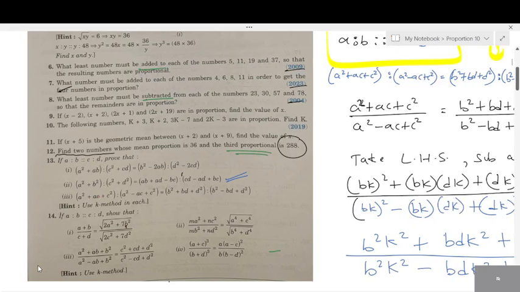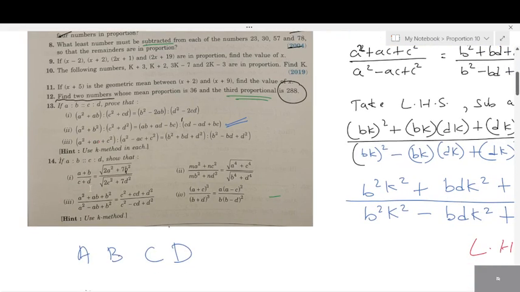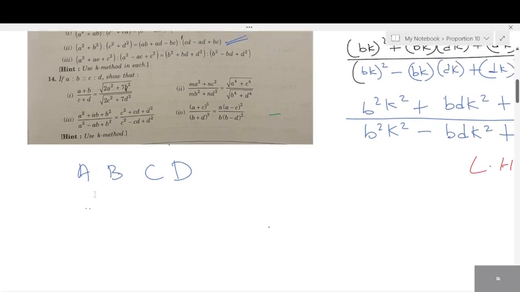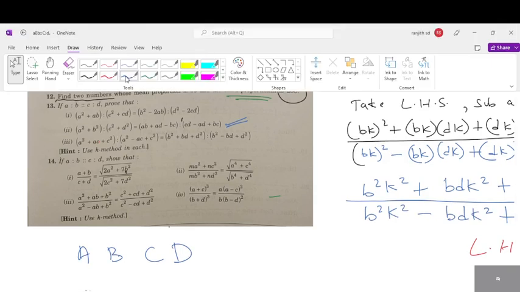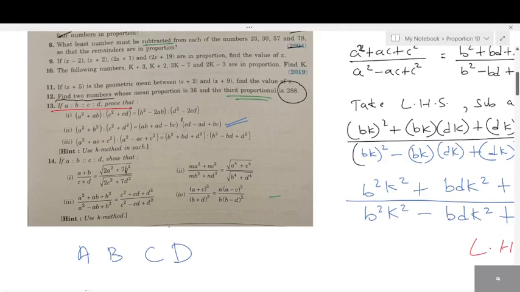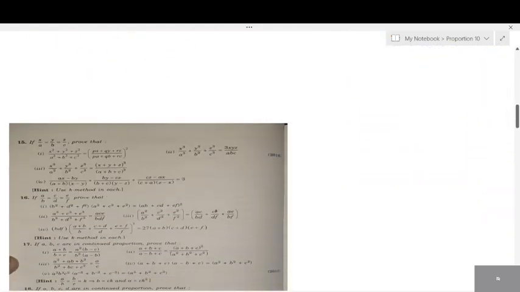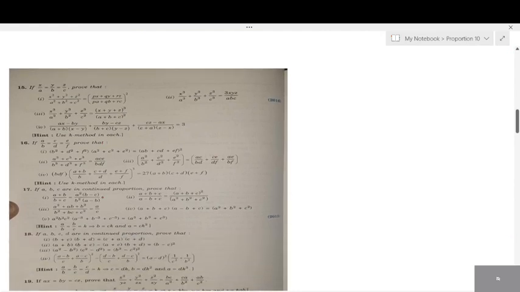Okay, 13th main is done. Show that a square. Can you see here they've given the k method? Questions 13 and 14. The meaning of k method is, look, they'll give you a value here: a is to b, c is to d. Whenever they give you such values, we assume it as k. Assume this as k, we do it. 14, again 15. Prove that. Same k method. All these are k method.